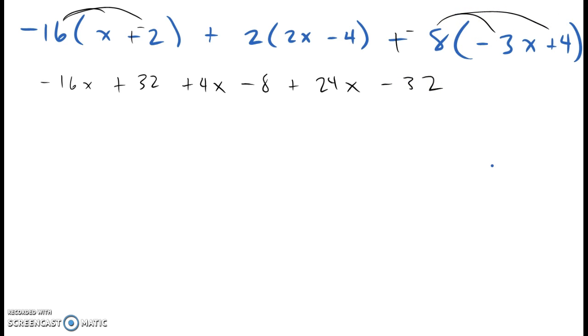Now, combine like terms, so 16x, -16x, and 4x is -12x. -12x and positive 24x is positive 12x. And then we've got 32, and -8 brings us to 24, and 24 and -32 is -56. So we've got 12x minus 56, and there's our answer.